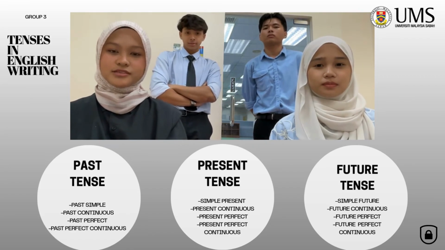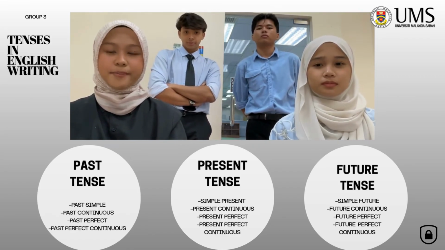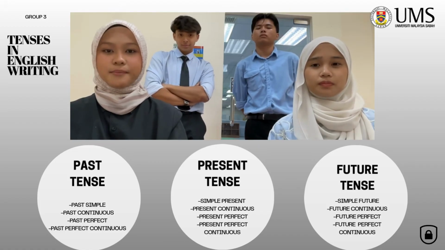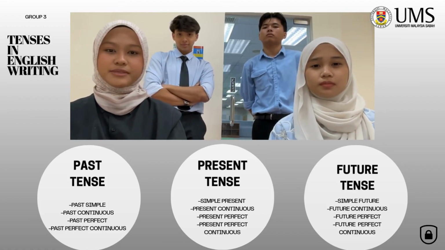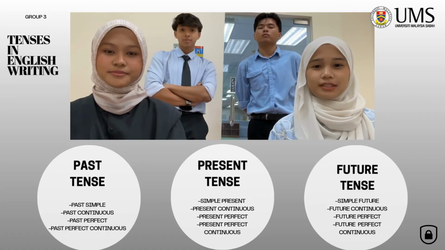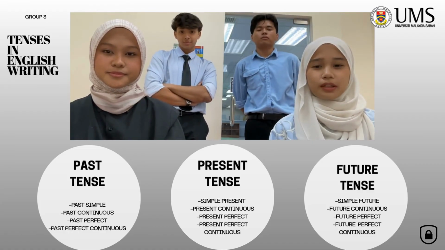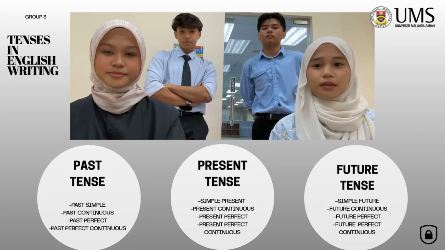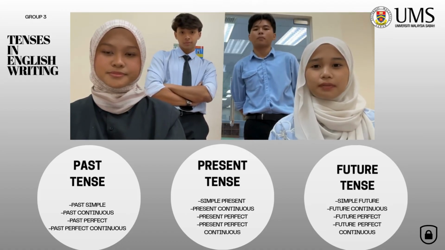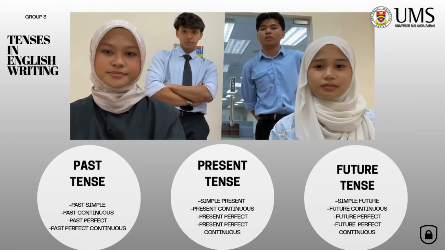The past tense is used to describe action that already happened, such as past simple, past continuous, past perfect, and past perfect continuous. The present tense explains actions that happen regularly or are happening now. It includes simple present, present continuous, present perfect, and present perfect continuous.